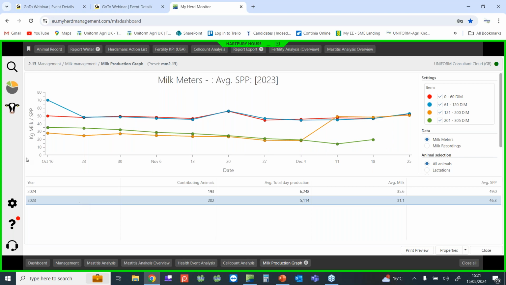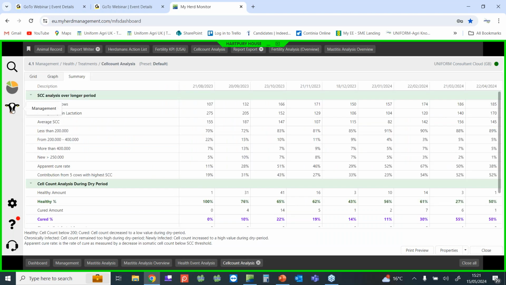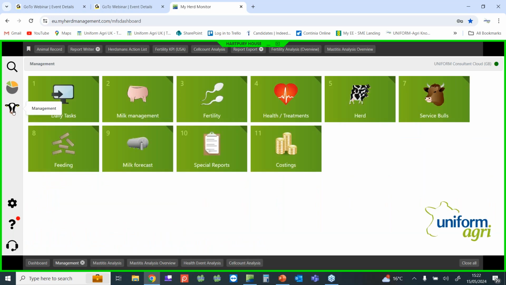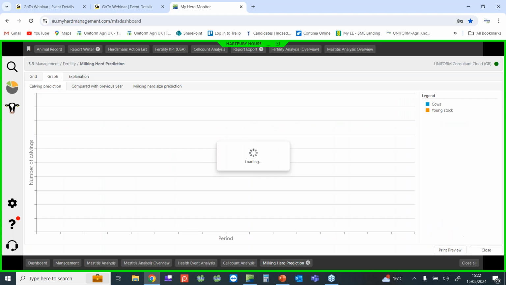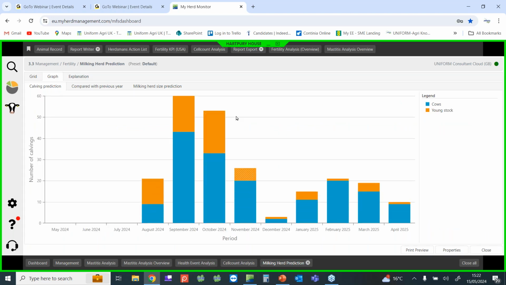So if we close that one, I just wanted to take you over to one where we're able to look at which animals are actually coming into the herd. This is a new report that's only on the cloud version. If we go to fertility, we go to milking herd prediction. What we're then able to do is look at how many cows and young stock are coming in, but we can break it down a lot more.